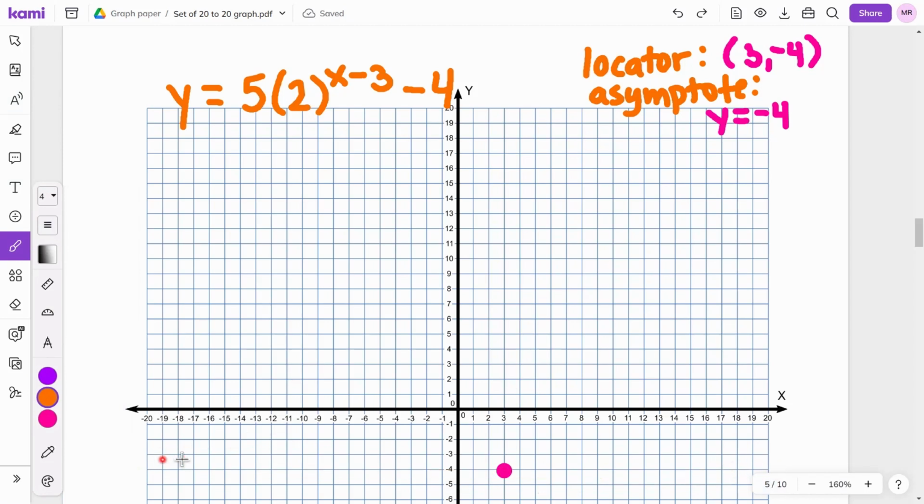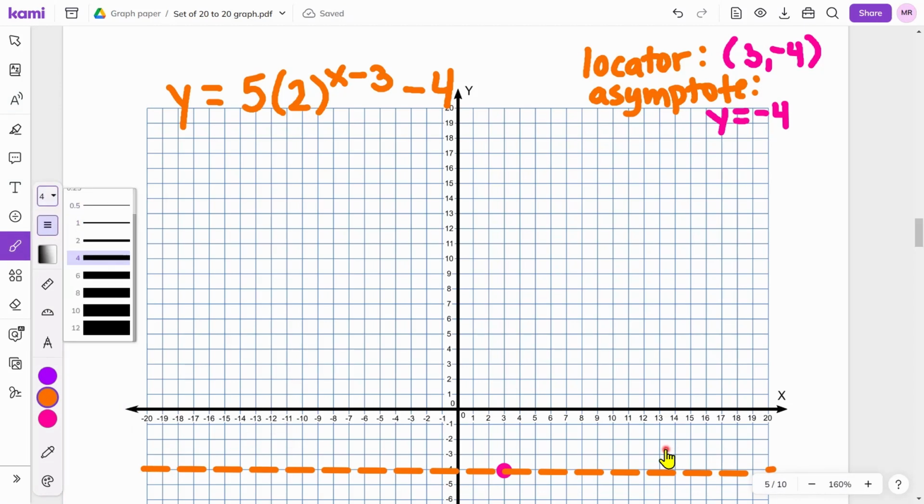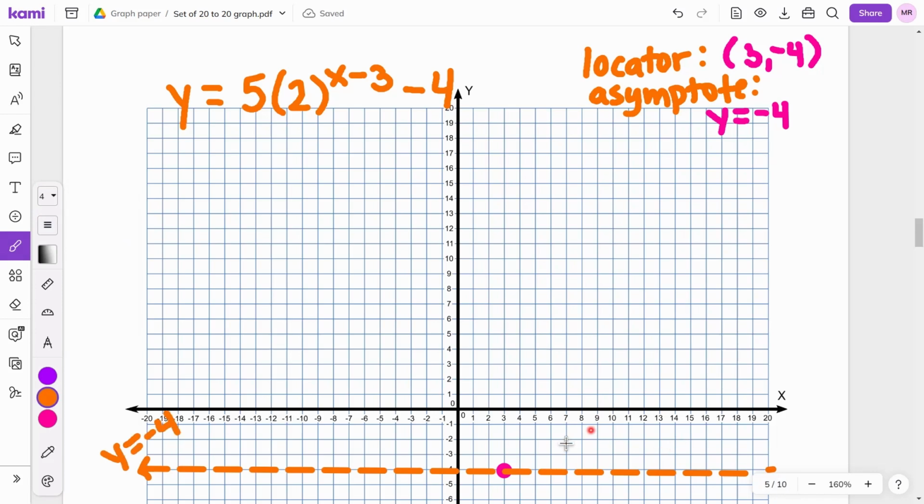Okay, my horizontal line through that. And label it: y is equal to negative 4. And then where that locator point is, that's where I'm going to start my graph. Now, when I say start my graph, this A is how high above the asymptote you're going to be at that locator point. So I'm going to be starting 5 above.